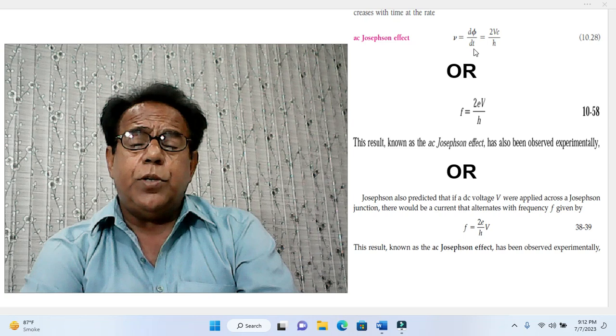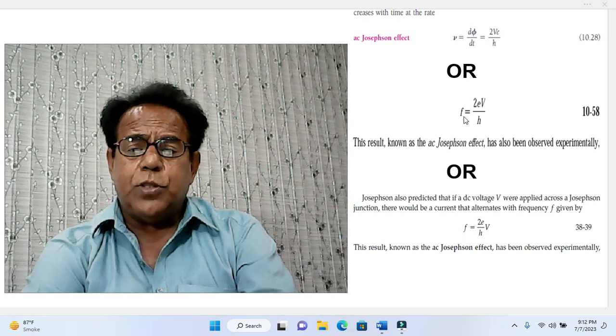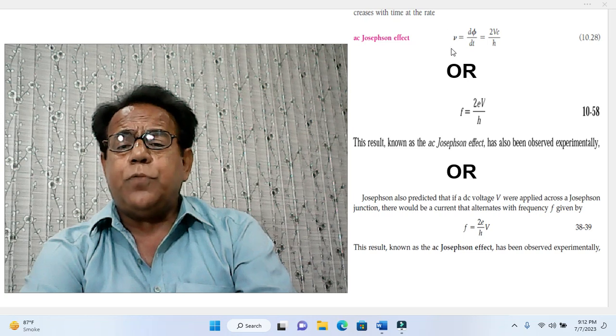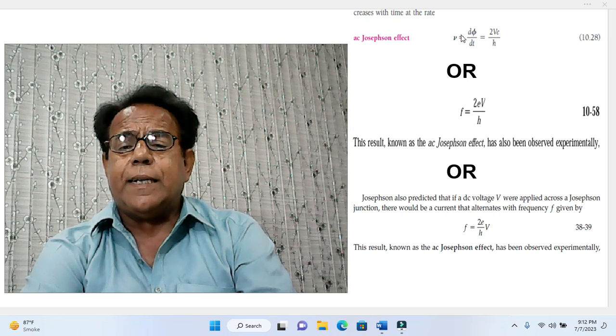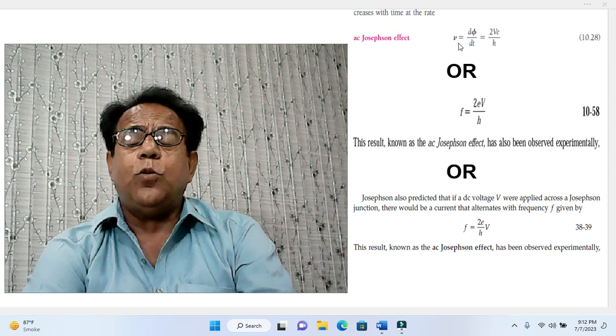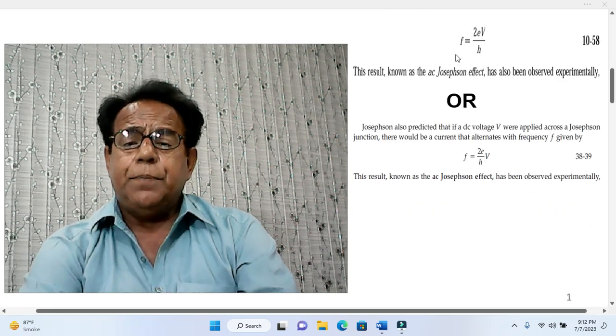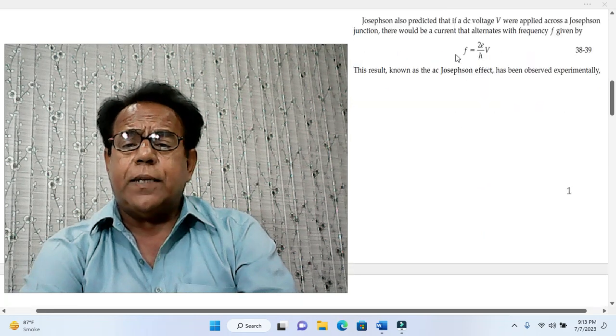Nu also denotes frequency and f also denotes frequency. Instead, in place of nu, there is an alternate term omega. Omega denotes angular frequency. Here angular frequency is not involved, simple frequency. Now we come to its third version.